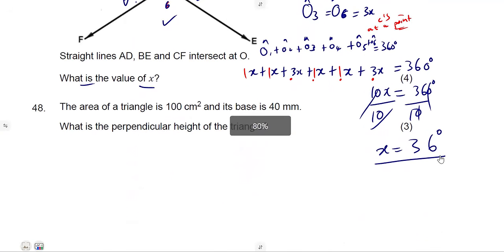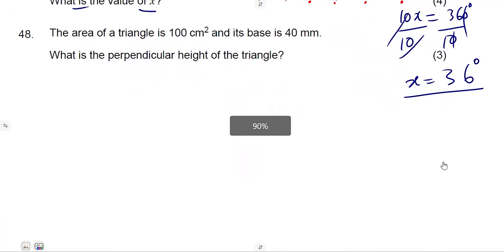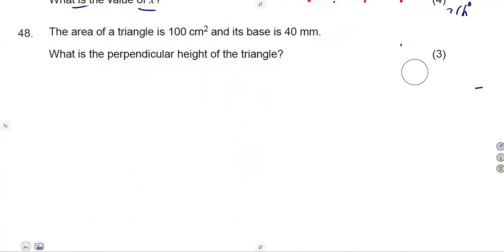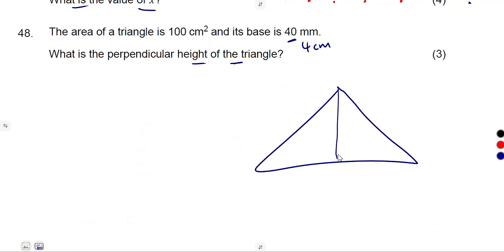All right. Number 48. The area of a triangle is 100 square centimeters. Its base is 400 millimeters. What is the perpendicular height? So let's convert to the same units, guys. Let's change this one to centimeters. Divide by 10. That's 4 centimeters. So it's a triangle that has got a base of 4 centimeters. We do not know its height, but we've got its area.